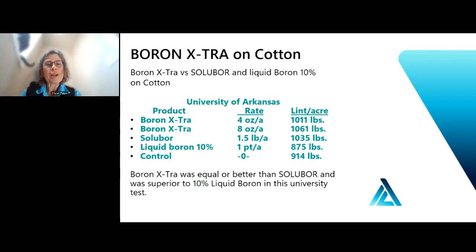And then if we look at cotton, as far as the control here, at Arkansas was 914 pounds on cotton compared to 1,011 and 1,061 with putting on 4 to 8 ounces of the boron extra. So definitely saw a yield response there, 11 to 16% yield response that you can get from a small application of boron at the right timing.